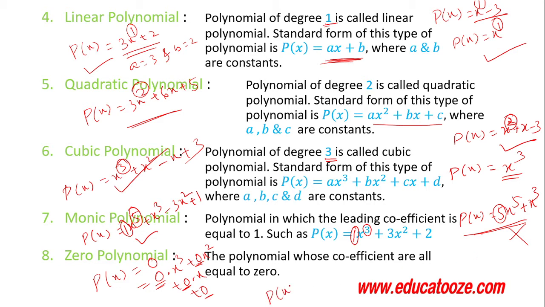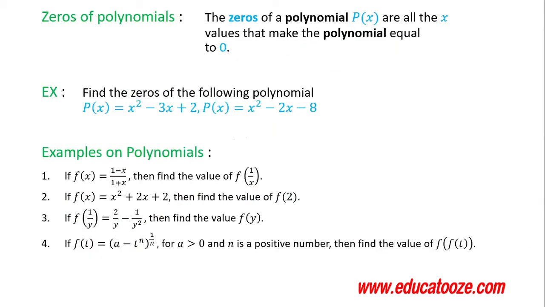For example, p of x equal to 0x cubed plus 0. Each coefficient of the variable is 0, so this is nothing but a zero polynomial. First and foremost, we need to look at the coefficients. If all coefficients of the polynomial are equal to 0, then that is nothing but a zero polynomial.